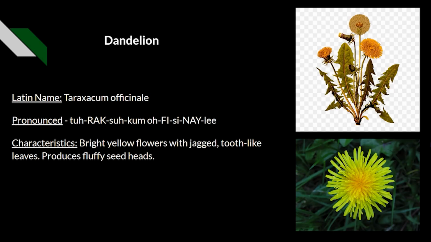We have a dandelion that most of you are probably familiar with. Big taproots, big yellow flowers, and it also produces those fluffy seed heads that we're all familiar with. It has the white sappy interior as well if you ever break the plant open. And the Latin name of this is Taraxacum officinale.